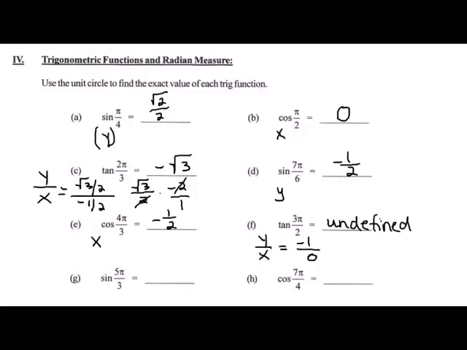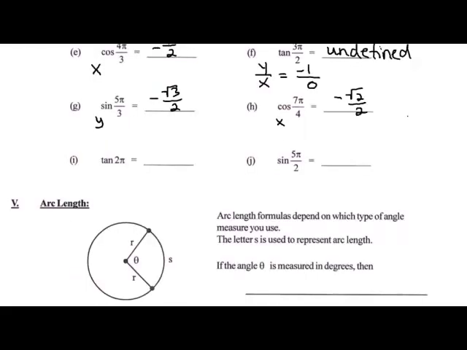Part G, we're looking for your y value at 5 pi over 3. So that should be negative square root of 3 over 2. H, for cosine, we're looking for our x value, which is negative square root of 2 over 2. For letter I, 2 pi.